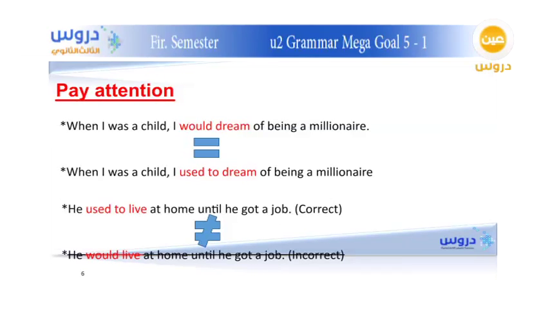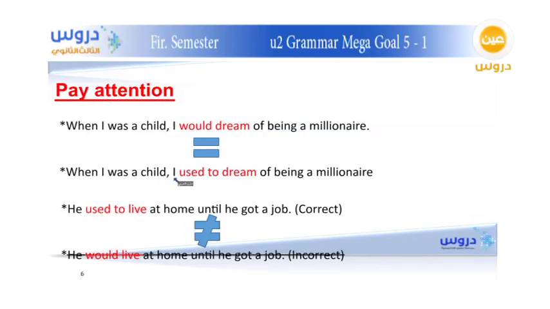Now here, pay attention to these two sentences. They show the difference between would and used to. The first one: when I was a child, I would dream of being a millionaire.